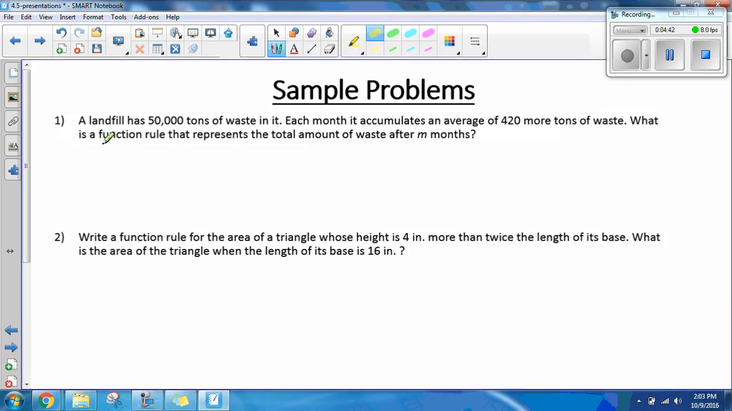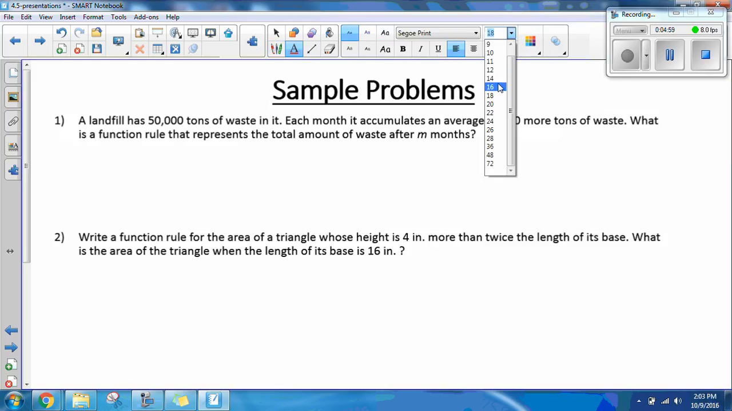Here are some sample problems. A landfill has 50,000 tons of waste in it. Each month it accumulates an average of 420 more tons of waste. What is a function rule that represents the total amount of waste after m months? So first what we need to do is find our relationship.